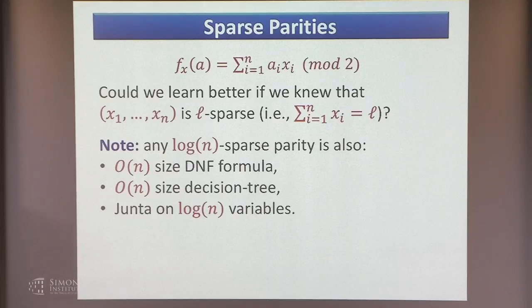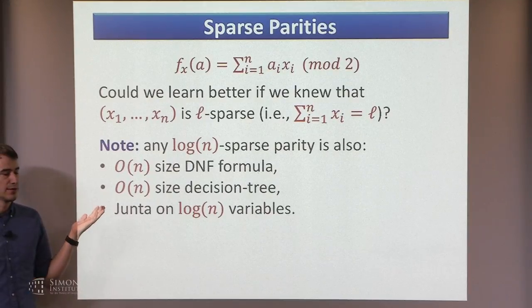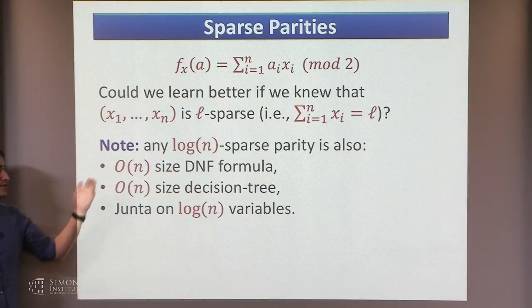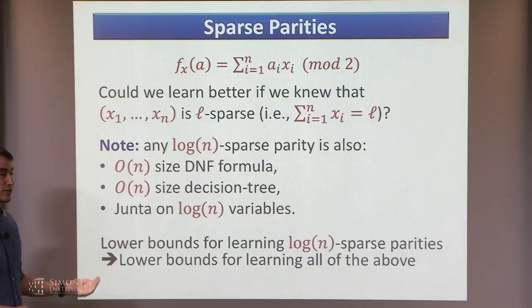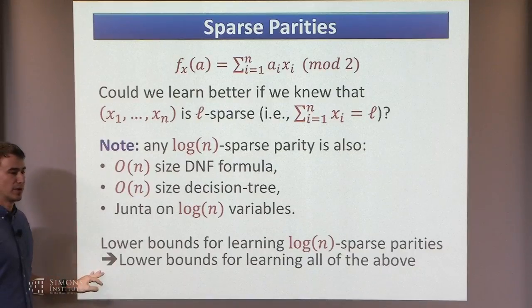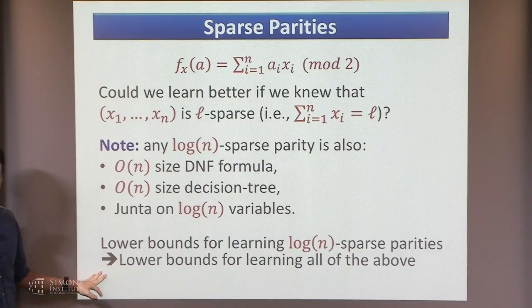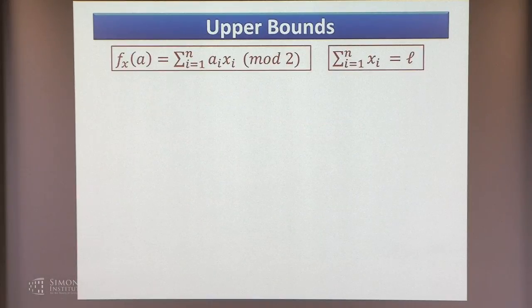So what does it mean? It means that if you want to learn DNF formulas, you must also learn sparse parities. Or in other words, if you have a lower bound for sparse parities, you have lower bounds for all these other tasks. Again, this is something that I will mention. So this was the motivation for us. And then, again, you need to understand the upper bounds. What is possible? So we know a lot about the vector x. We know that it's sparse.